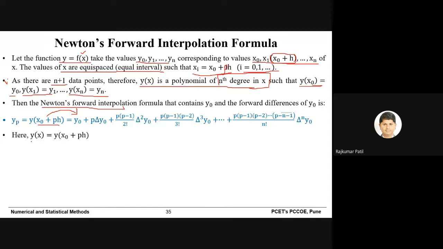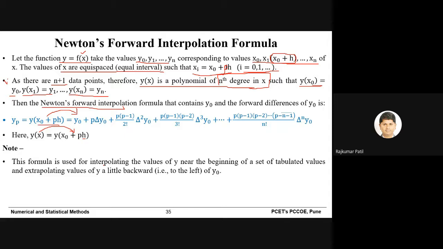Now here, as I mentioned, x is nothing but x0 plus ph, where h is the interval and which is constant, or we can say that x are equispaced. Now, a few things you need to understand here. This formula is used for interpolating the values of y near the beginning of the set of tabulated values. This is very important.